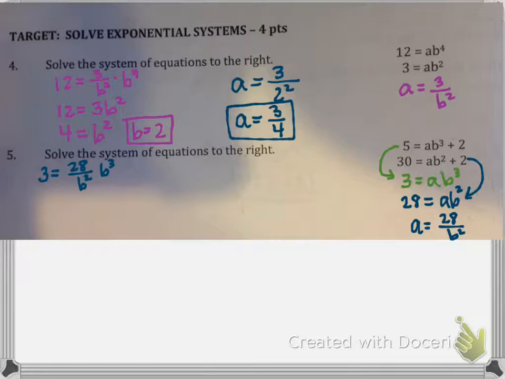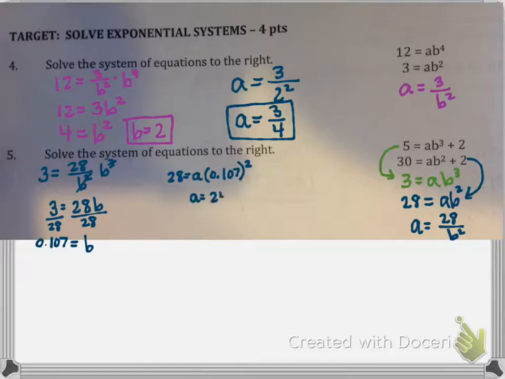Then I'm going to figure out that b cubed over b squared is just b, and I get 3 equals 28b. Divide both sides by 28, and you get b is 0.107. Now you could have got a couple different answers for a depending on when and how you rounded. So let's see what I got. So I took that 0.107 and plugged it in for b. It really kind of depended which equation you picked to plug that in for. So I went ahead and plugged it into that blue equation I had, and I got a equals 2,439.